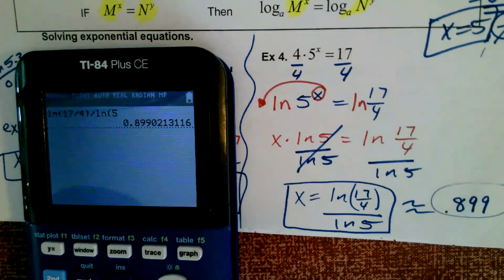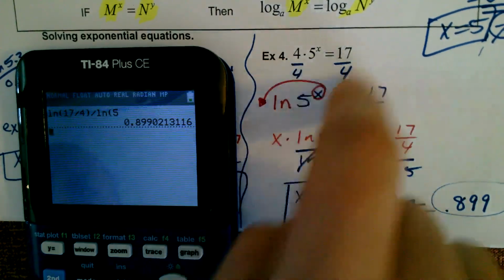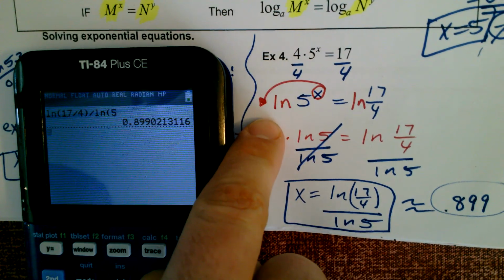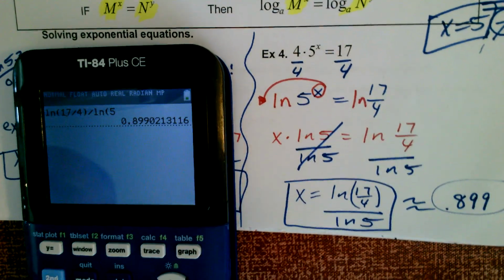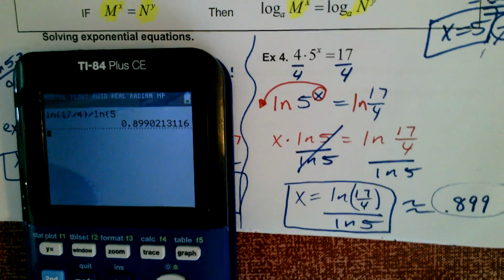All right, do we have any questions? So we divided over the 4. We stepped on a log to bring our exponent down, and we divided over. If you do it to one side, you got to do it to the other side. Keeps it equal.